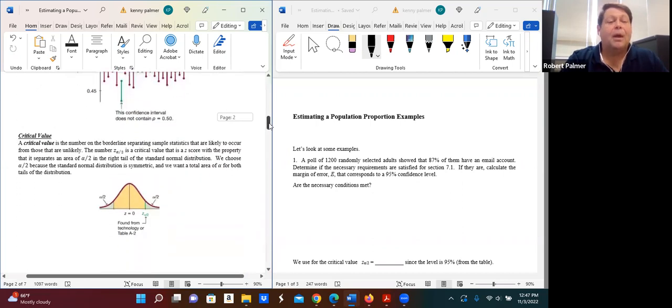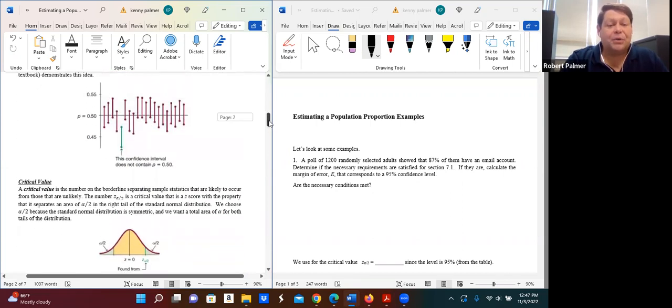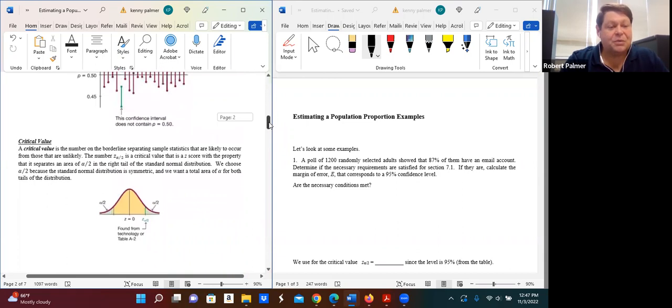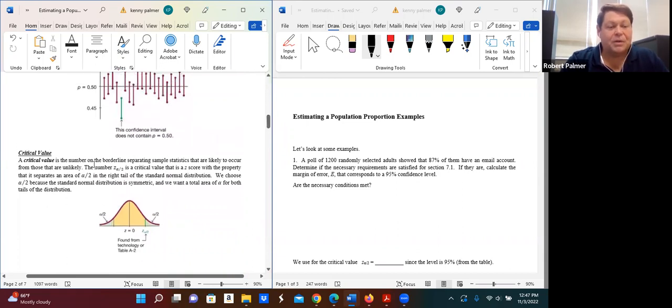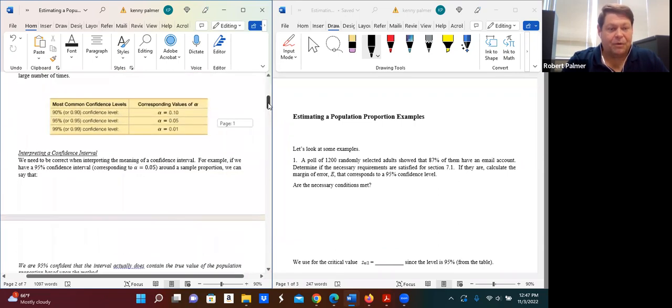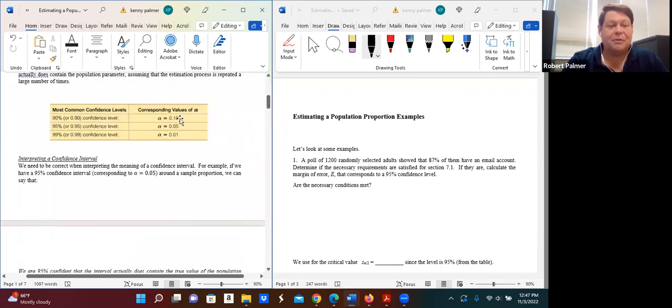Okay, now how we're going to actually create this confidence interval is based on this critical value. So remember, a critical value is the number on the borderline separating sample statistics that are likely to occur from those that are unlikely. Basically, we're going to take this alpha value we've mentioned, for the most common ones: for 90%, alpha is 0.1 or 10%; for 95%, alpha is 0.05 or 5%; and for 99%, alpha is 0.01 or 1%.